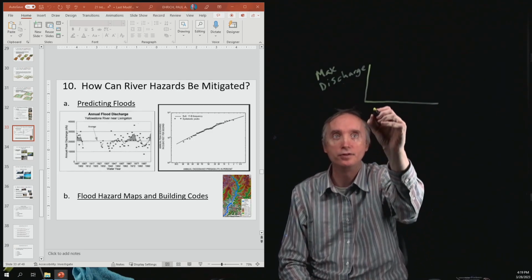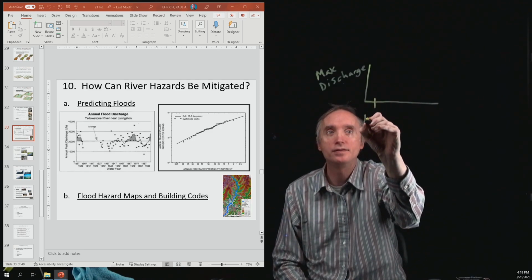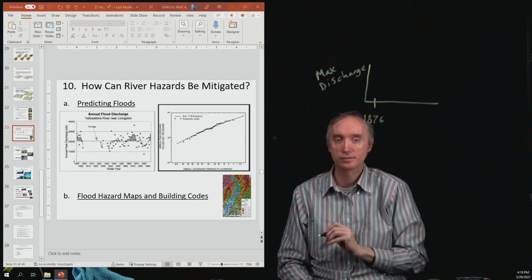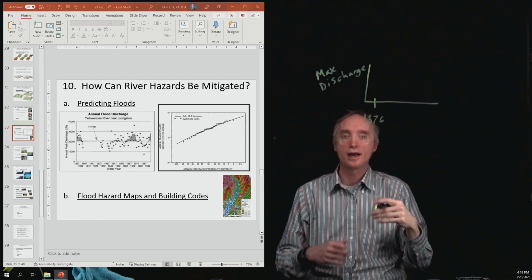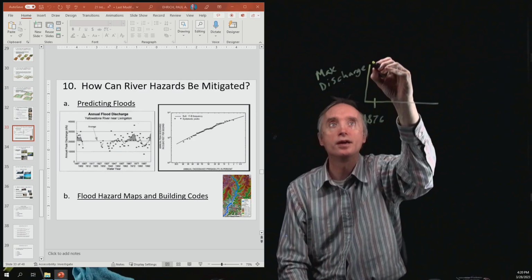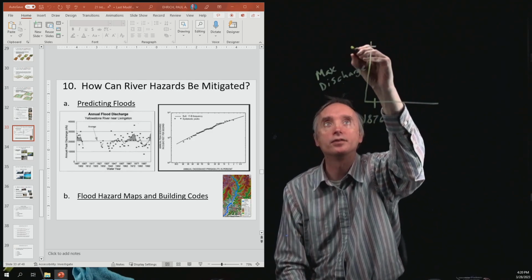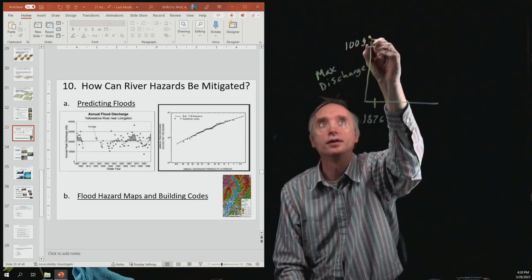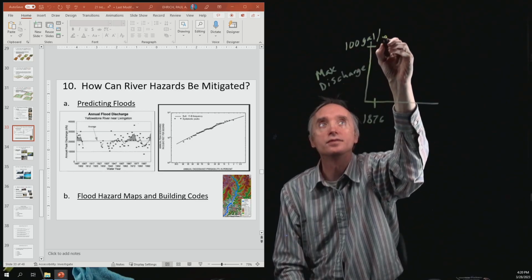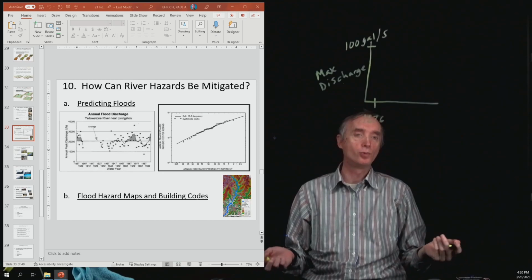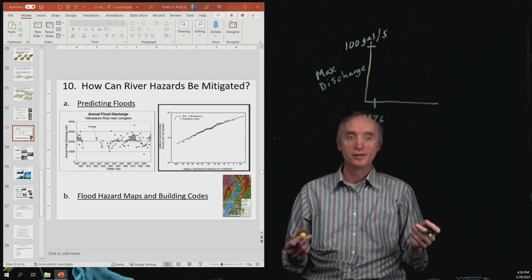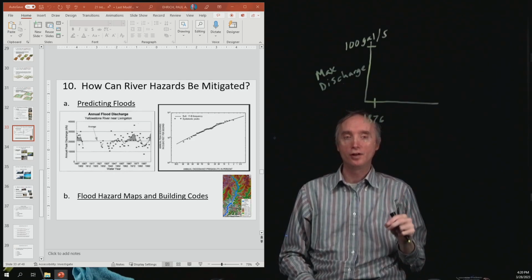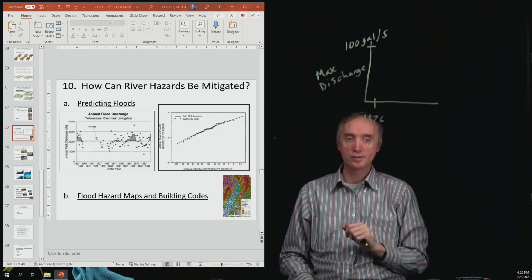So for the entire year of, let's say, 1876, what was the maximum discharge of the Yellowstone River at flood stage? Let's just make up a number, and let's say that it turned out to be 100 gallons per second. Or you can think of it as 100 cubic meters per second. We're just making up numbers. So let's say that was the maximum flow rate of the Yellowstone River when it was flooding in 1876.